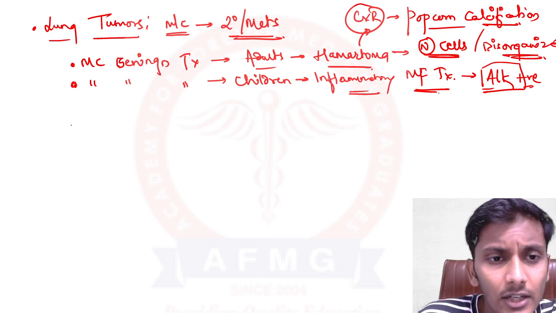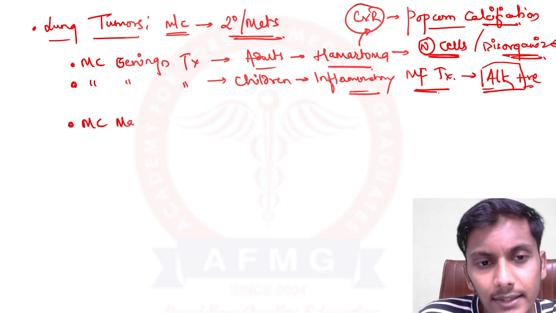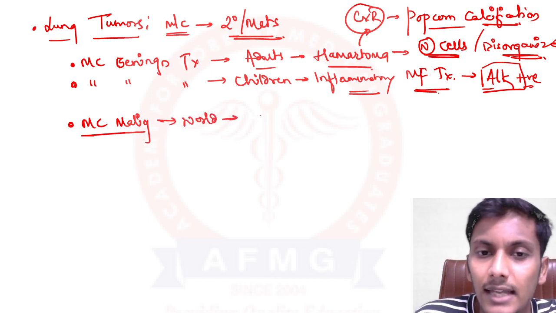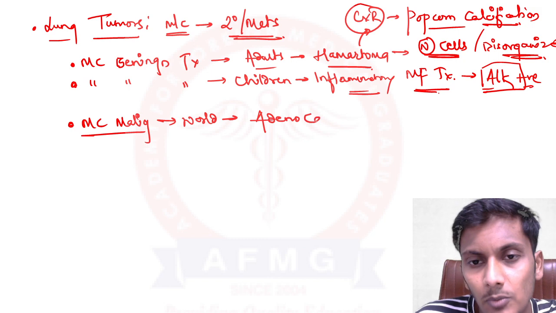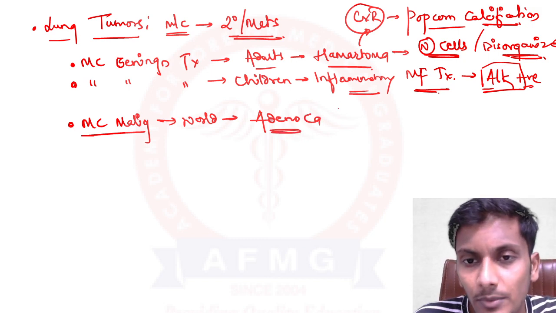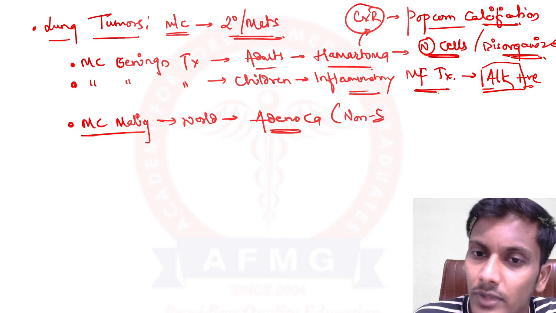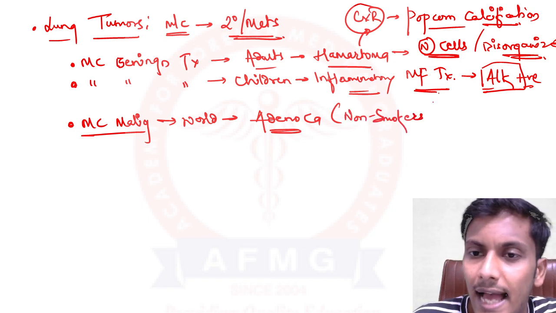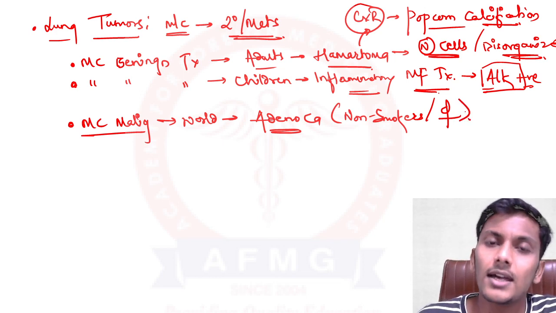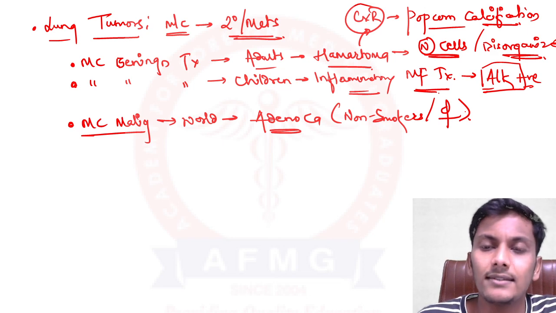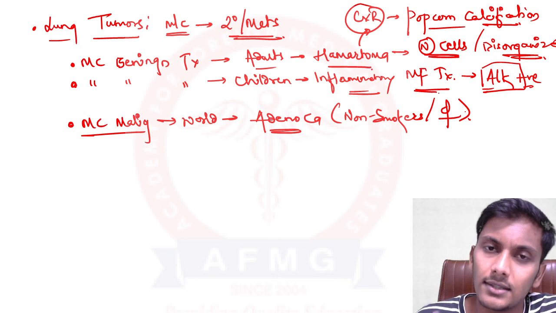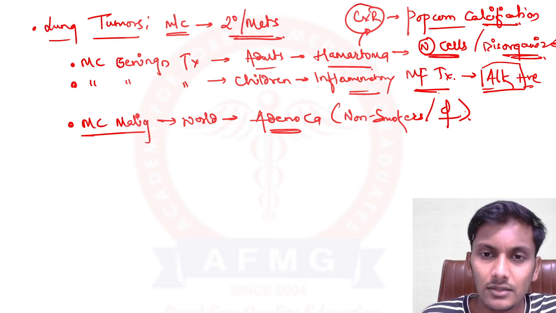Next one, if the question is most common lung malignancy worldwide, then your answer is adenocarcinoma. As we all know, adenocarcinoma is usually seen in whom? Adenocarcinoma is usually seen in non-smokers and mostly in females. So please remember, the most common lung malignancy in females is adenocarcinoma. Most common lung malignancy worldwide is adenocarcinoma. Most common lung malignancy in non-smokers is again adenocarcinoma. That is very important, guys.